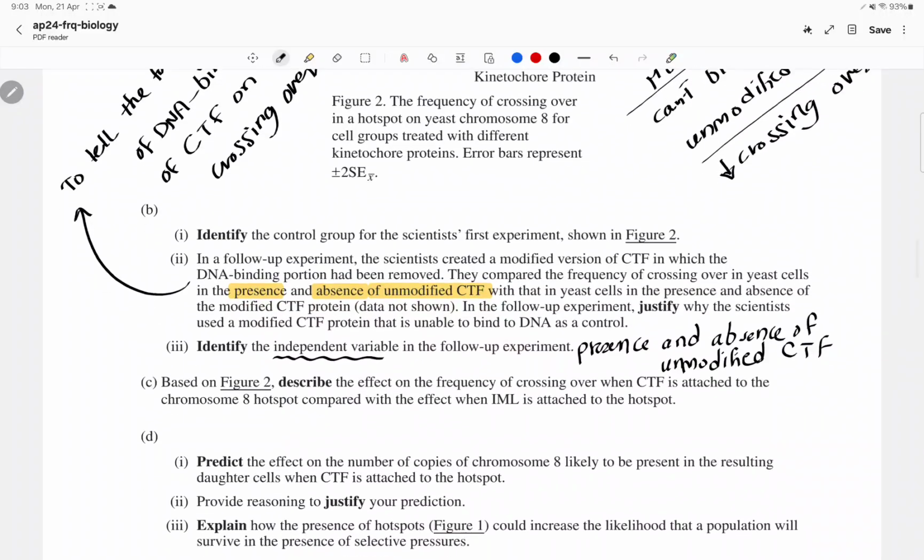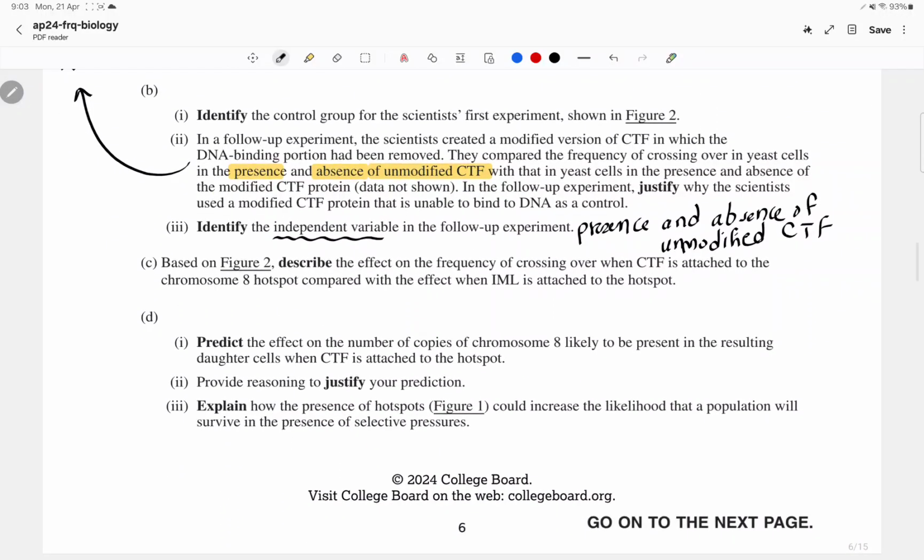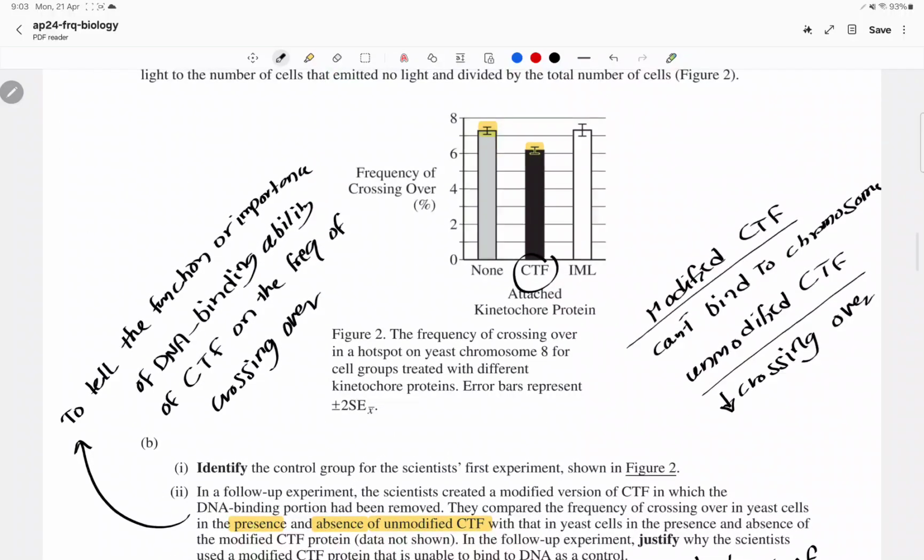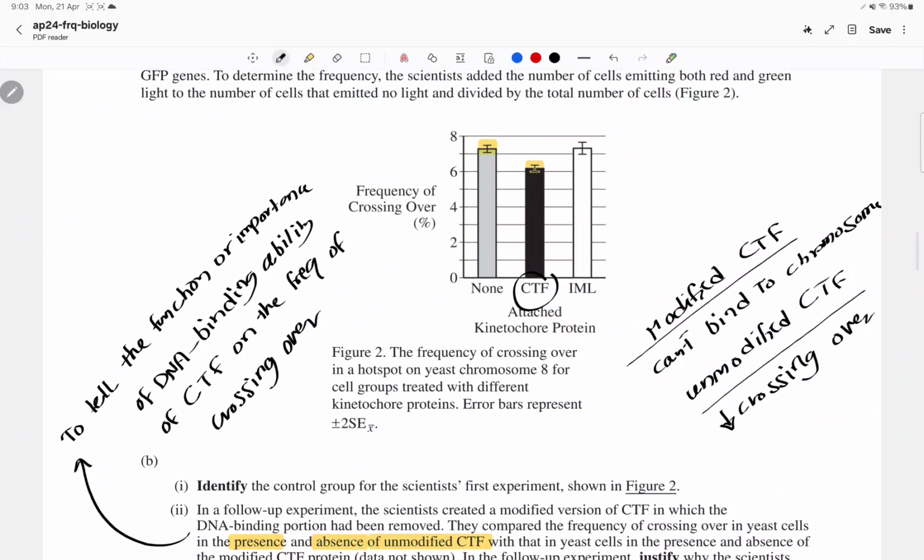CTF. Okay, C. Based on figure 2, describe the effect on the frequency of the crossover when CTF is attached to the chromosome 8 hotspot compared when the IML is attached to the hotspot. Well, I think we can tell that compared to the control, which is the none, CTF has actually brought the frequency of crossing over down, but compared to the control, the IML error bars are actually overlapping with the non-error bars. So it was not able to change the frequency of the crossing over.